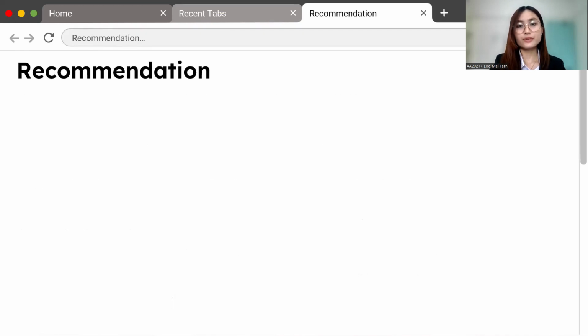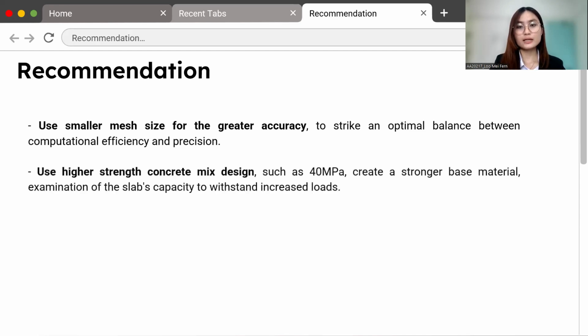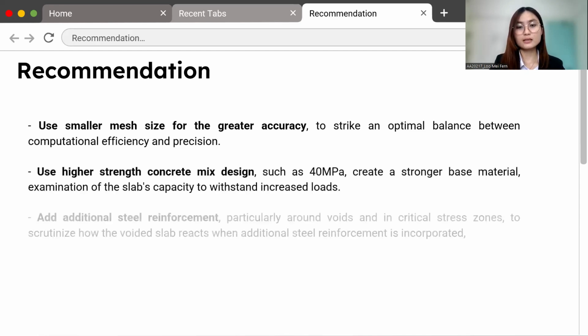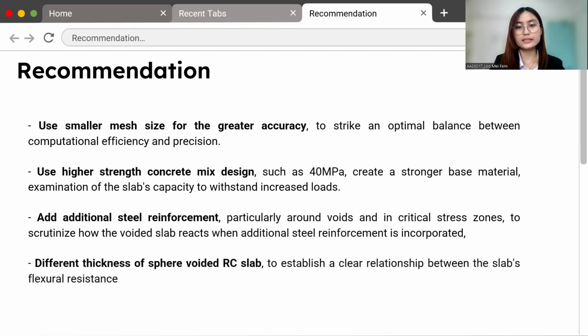Here are several recommendations that can guide future study. First, use a smaller mesh size for greater accuracy. Use a higher strength concrete mix design. Add additional steel reinforcement, particularly around the voids and in the critical stress zones. Lastly, try different thicknesses of sphere-welded RC slab.